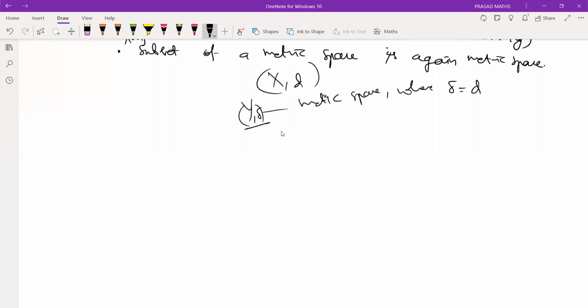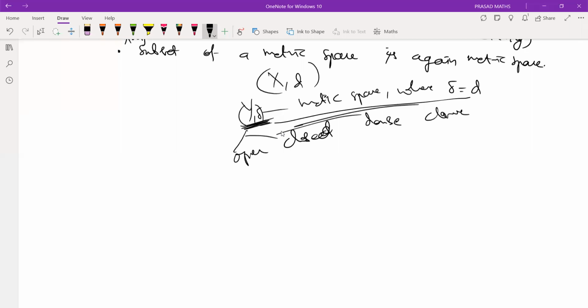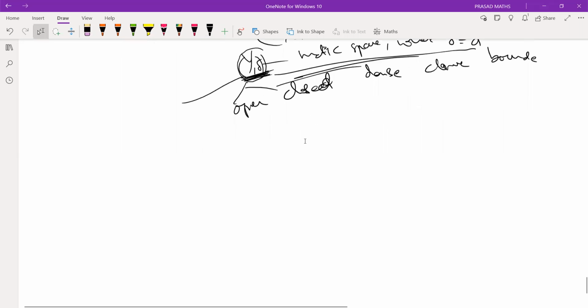Once it is a metric space, we can talk about openness. We can talk about closed sets in this metric space. Again, we can talk about dense sets, closure, and boundedness. We can talk about so many topological properties and metric properties. Because once Y comma d is a metric space, whatever properties we studied about metric spaces, the same properties we can study in this subspace. You can talk about open sets, closed sets, dense sets, separability, all metric properties. Is it clear this step?